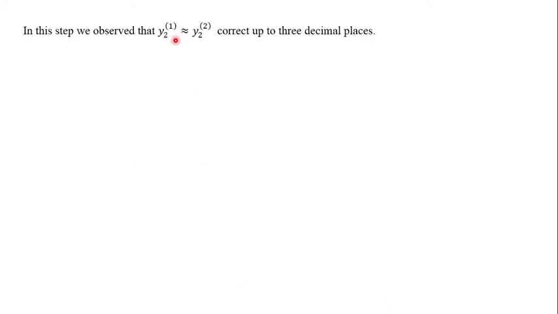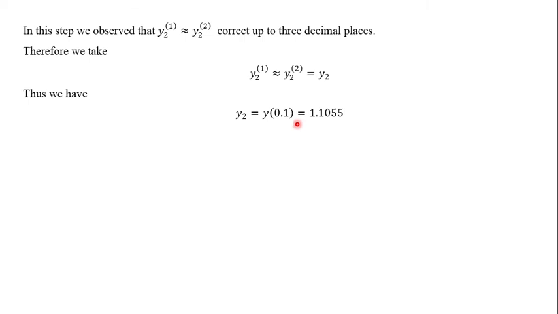This is the second approximation and this is the first approximation of y2 and these are correct to 3 decimal places. So we observe that the first approximation of y2 is approximately equal to the second approximation of y2 correct to 3 decimal places and therefore we call this y2, and y2 is nothing but y at x2. So x2 is 0.1. So y at 0.1 is 1.1055. So this is the value of y2, that is y at 0.1.